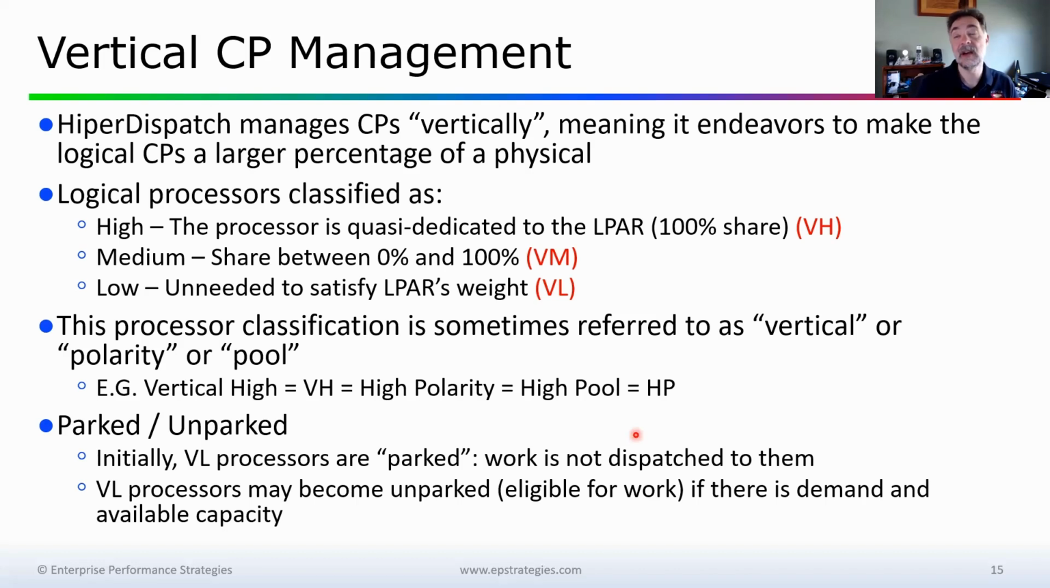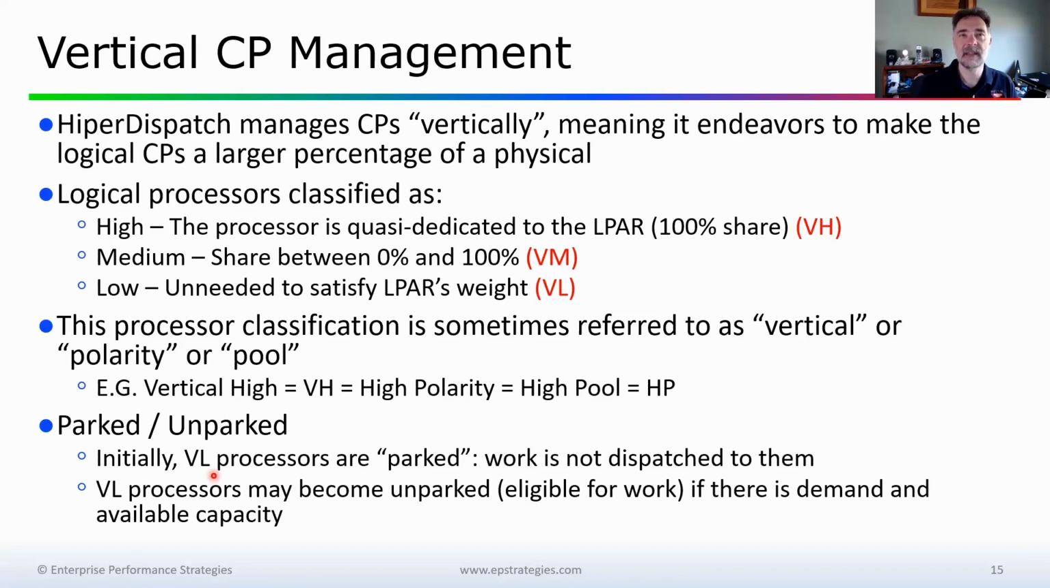The high processors are basically quasi-dedicated to the LPAR. They are given 100% share of a physical. A medium represents a share between 0 and 100% of a processor, and the lows are the logical processors that are unneeded to satisfy the LPAR's weight once you divvy it out across highs and mediums. Now, those vertical low processors are initially parked, okay? That doesn't mean they're offline, but z/OS doesn't dispatch work to them. So they're online to z/OS, but z/OS is not dispatching any work to them. They're just being unused from the LPAR's perspective.